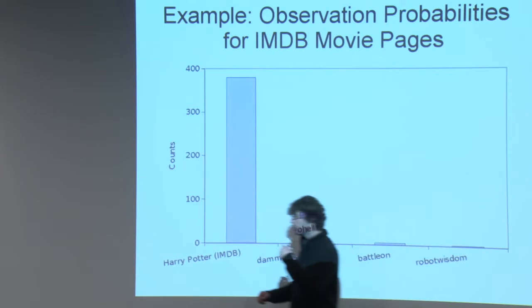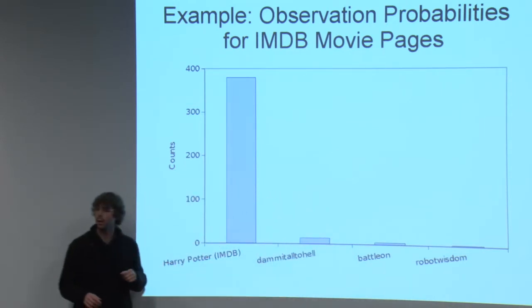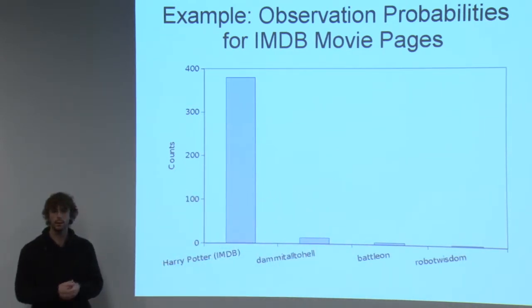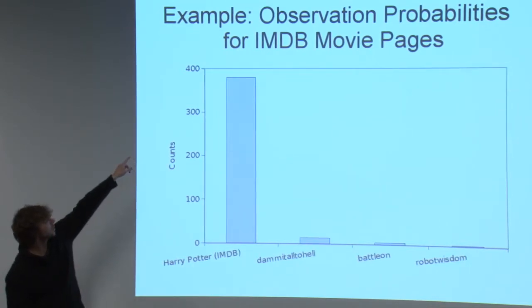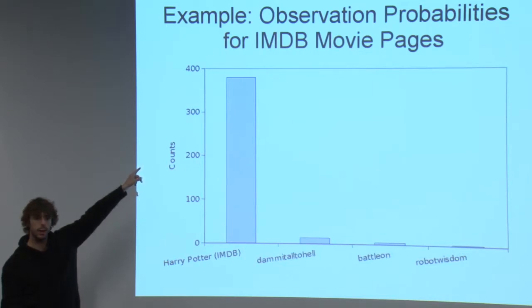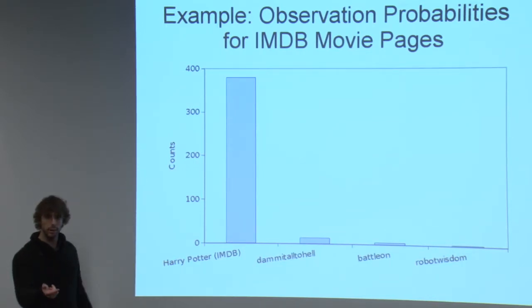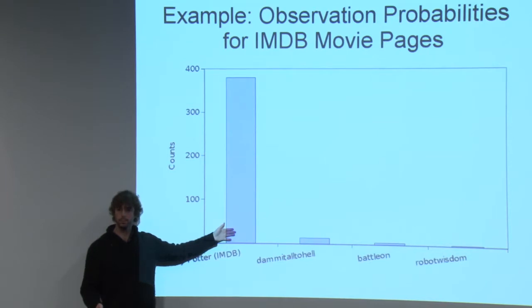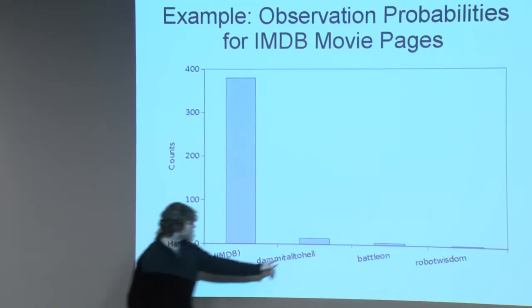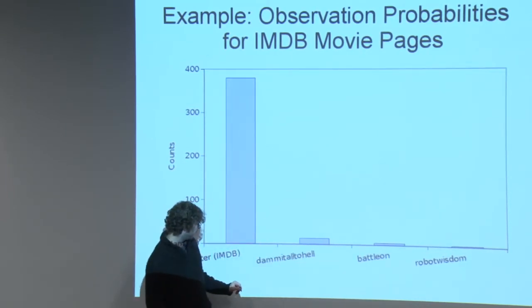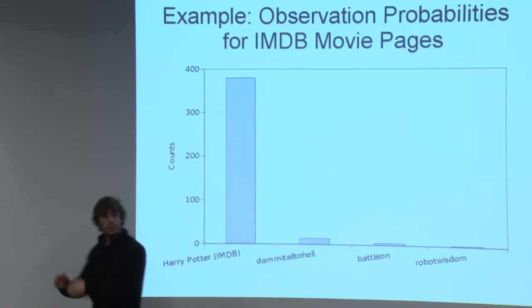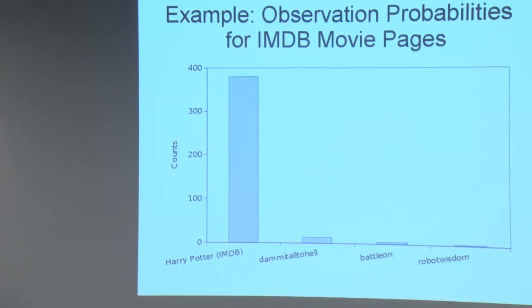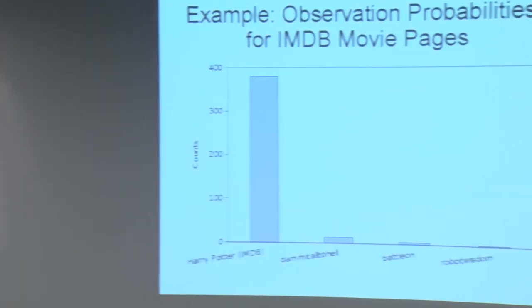And we would go and visit random movie pages on IMDb, and we'd run them through this classifier and look at how the classifier classified them. And as you can see, we had about 400 samples. And something like 96% of the time, the classifier, if you give it a movie page, says, that's Harry Potter. But sometimes it says it's Damn It All to Hell, or Babylon, or Robot Wisdom. But this gives us a probability distribution of what observation we're going to see when the victim visits a movie page.